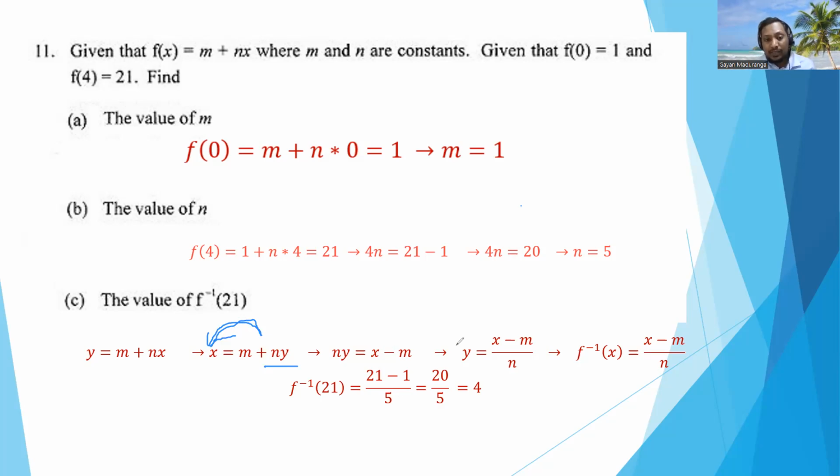So when you move m to the other side, it goes as negative. So it's x minus m. So here we have a constant n, so you divide both sides by n. So y is x minus m over n. And then f inverse x is x minus m over n. So you want f inverse 21. Easy. Now substitute 21 for x. By the way, you have m is 1, n is 5. Put it in and get the answer, which is 4.